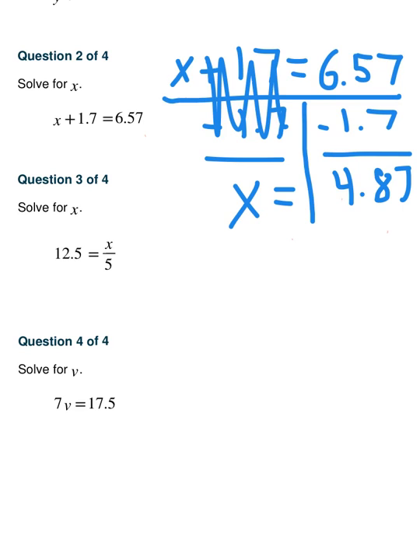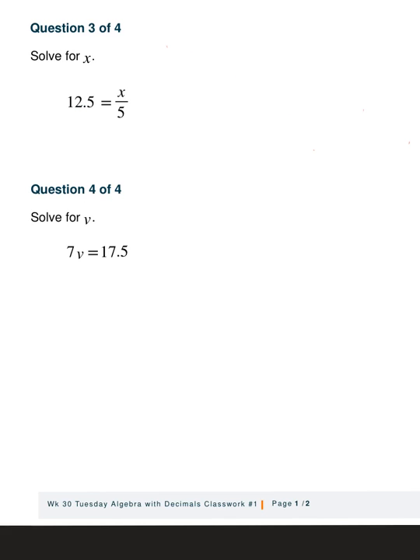Now let's move on to the multiplication. Alright, so now we have this problem, 12 and 5/10 equals x over 5. I'm actually going to rewrite this, because remember that if we have x over 5 here, that's division. The fractions are division. So I'm going to rewrite this, and I'd like for you to do that too, as x divided by 5 equals 12 and 5/10. So that's the same thing. I just reversed the order on those.